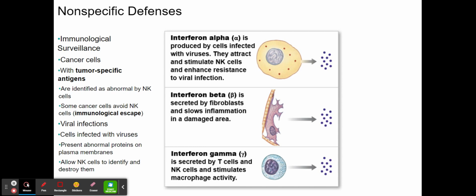In viral infections, the virus replicates inside the cell, beyond the reach of the circulating antibodies. However, infected cells incorporate viral antigens into their plasma membrane, and NK cells recognize these infected cells as abnormal. By destroying them, NK cells can slow or prevent a viral infection.